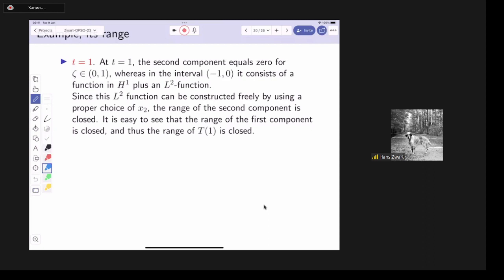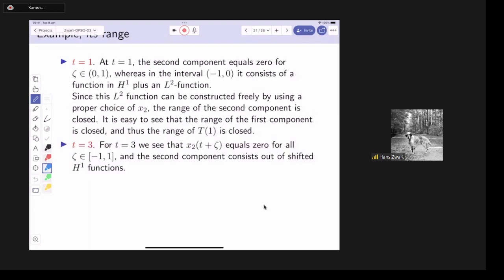Now you see this L2 function is arbitrary. That is just a part of x2, which I had. And so I can always cancel this h1 component, and so I can get just an arbitrary function of L2 on the interval minus 1, 0. And so I get that the range is closed. The range is just L2 on minus 1, 0, and 0 on 0, 1, and the top one is there.